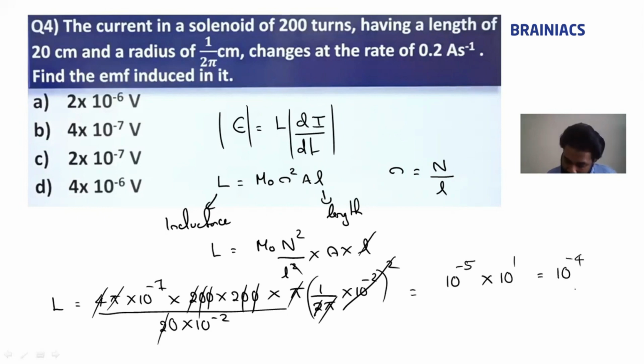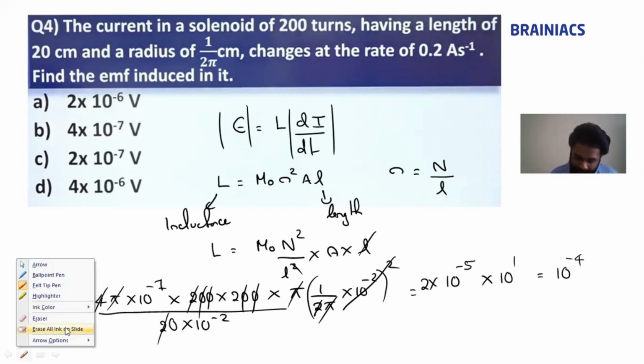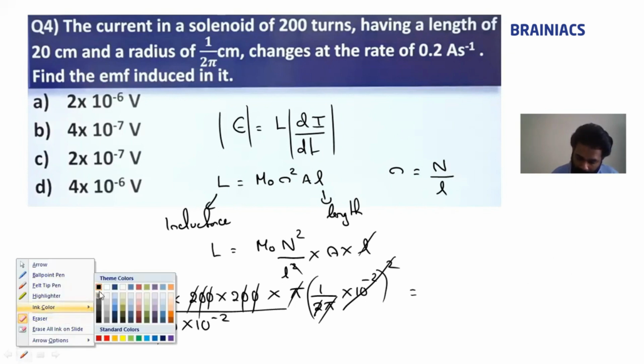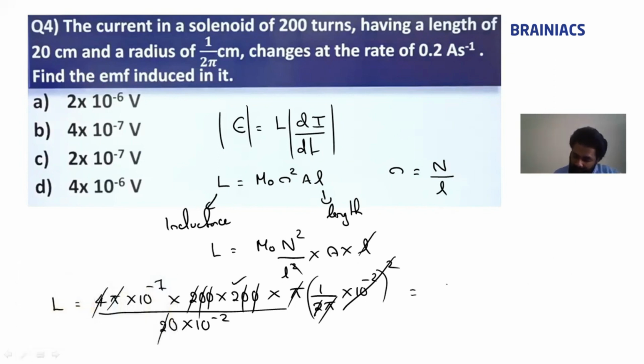Let us check once again. 10 raised to minus 7 is there. Okay, here 2 is there. So 2 into 10, okay, we'll write again. So here this 2 is there, so 2 into 10 raised to minus 7. Then here one 0 is there. This is 0 and 10 raised to minus 2. If we cancel, this will become 10 raised to minus 1. So here again 10 will come. Let it be there. Now, what about EMF?